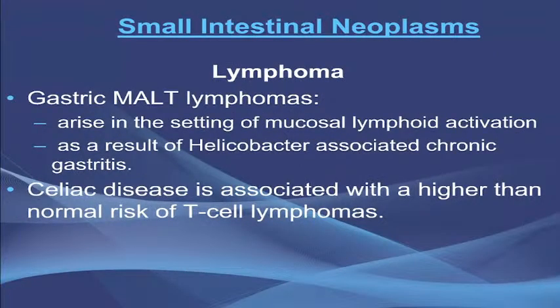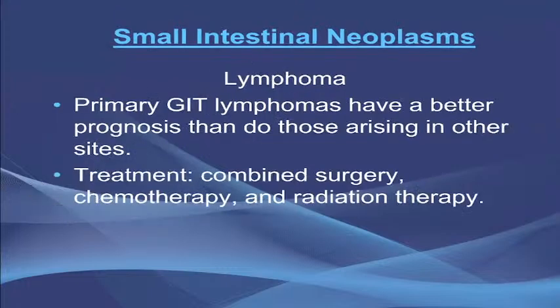The gastric lymphomas arise in the setting of mucosal lymphoid activation, here as a result of Helicobacter-associated chronic gastritis. Celiac disease is associated with a higher than normal risk of T-cell lymphomas. Lymphomas in the small intestine tend to have a better prognosis than those that arise in other sites. Treatment for these lymphomas is generally combined surgery, chemotherapy, and radiation.